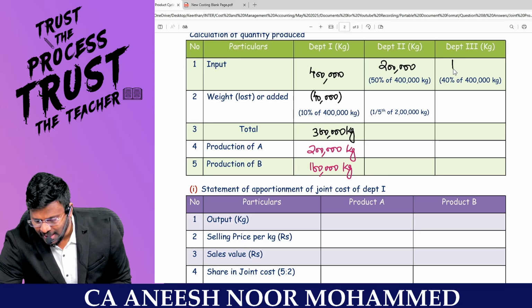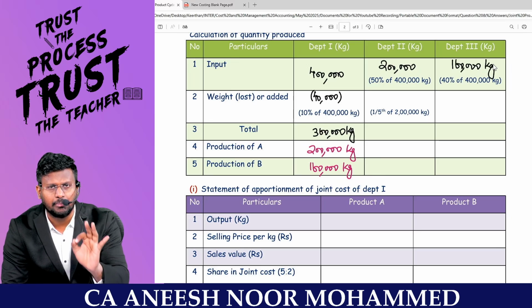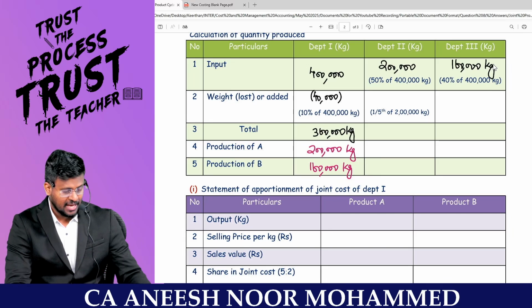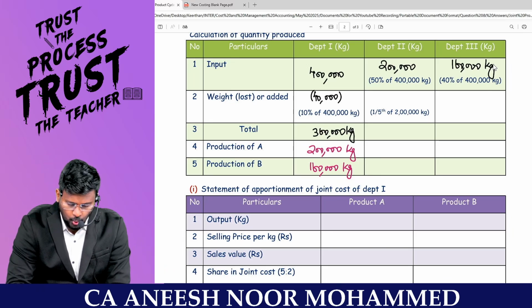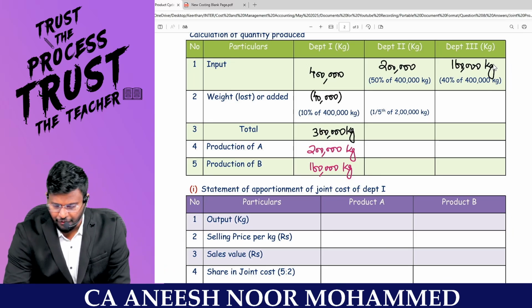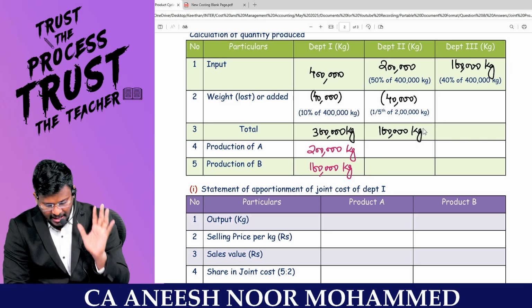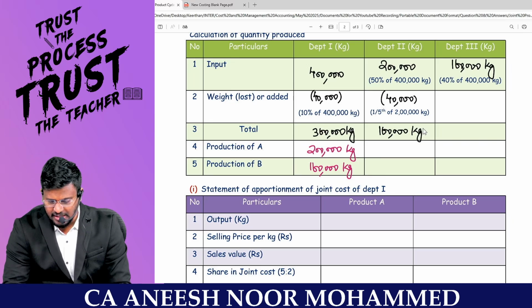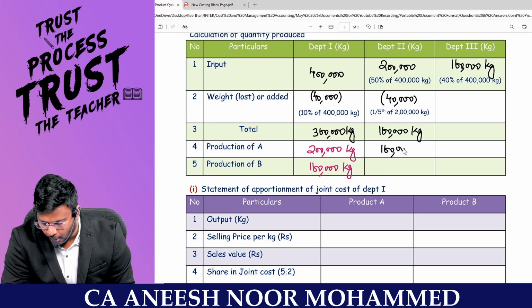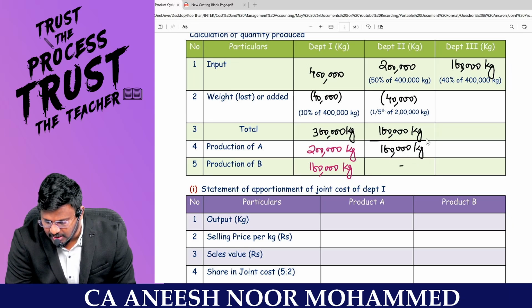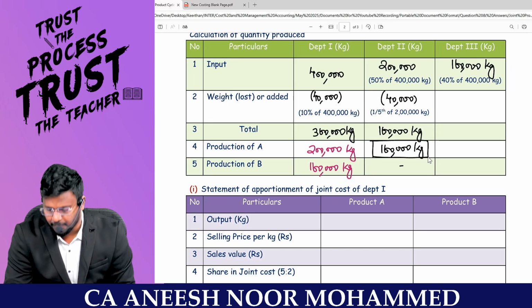And this 1,60,000 kg will be the input for department number 3. Super, sir. And in department number 2, 2 lakhs divided by 5, we will lose 40,000 kg and the balance 1,60,000 kg will come out. And the entire 1,60,000 kg will only be product A and nothing will be there for product B. Fantastic to the core.